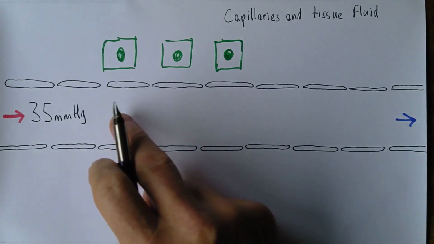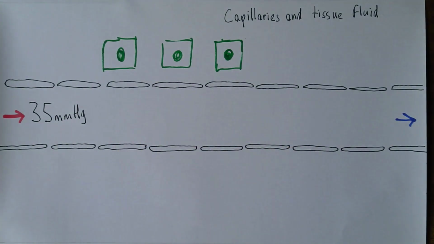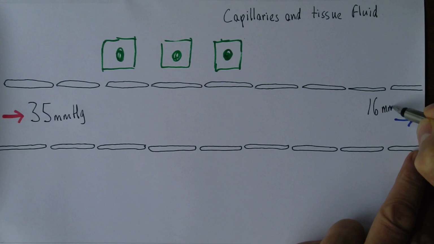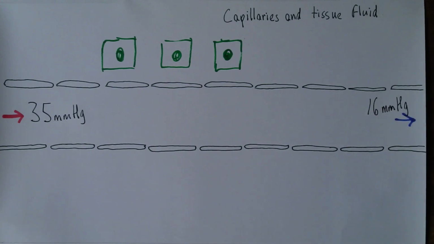Then as it goes through, the pressure drops, and by the time we get to the venous end of the capillary, it's down to about 16 millimeters of mercury pressure. Because as we know, the venous system is a lower pressure system than the arterial system.